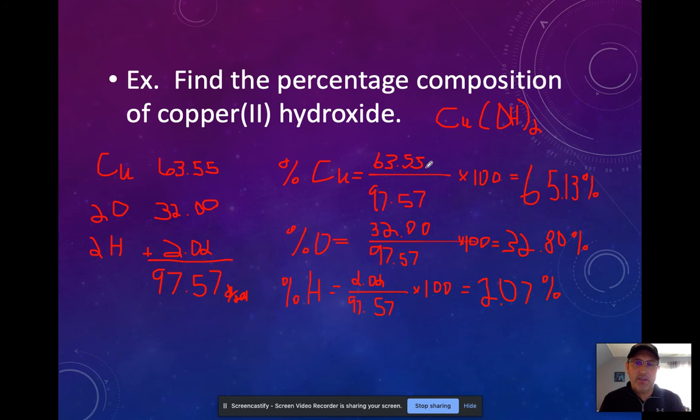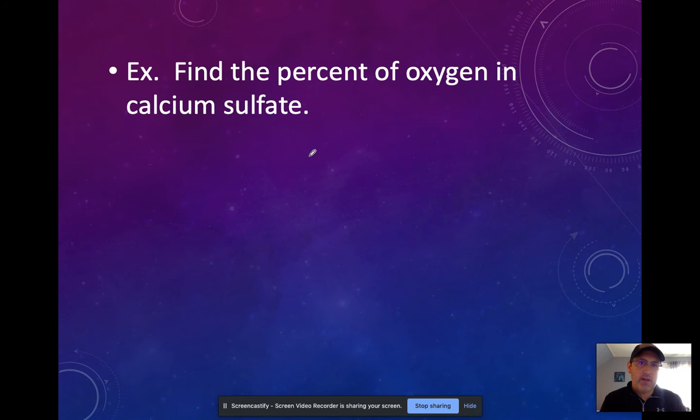So you're just taking the mass of your element in the compound, dividing it by the total mass, and then multiplying by 100. Okay, so let's look at this next one. Find the percent of oxygen in calcium sulfate. Note, you just have to find the oxygen. You don't have to find the calcium and sulfur that's in here.